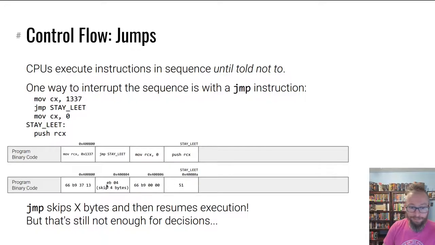EB is jump. EB04 means, hey, skip 4 bytes and then start executing. All right, boom. We skip this guy, which is move, sorry, CX0. I don't know why I have RCX here. My bad. And then we directly execute push RCX. This label told us what value to put here, but the label doesn't actually get assembled. It's just a label for the assembler to use.